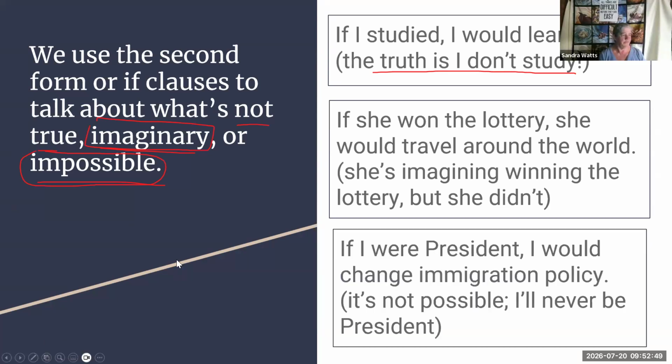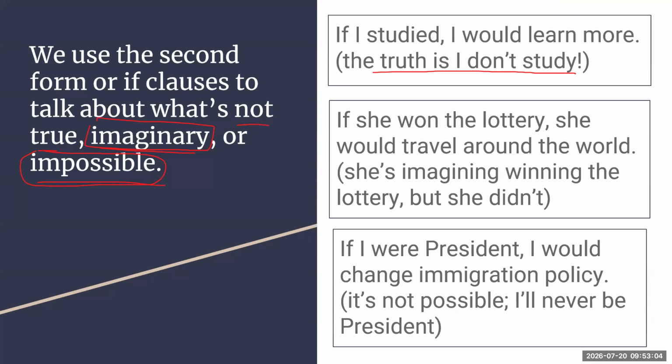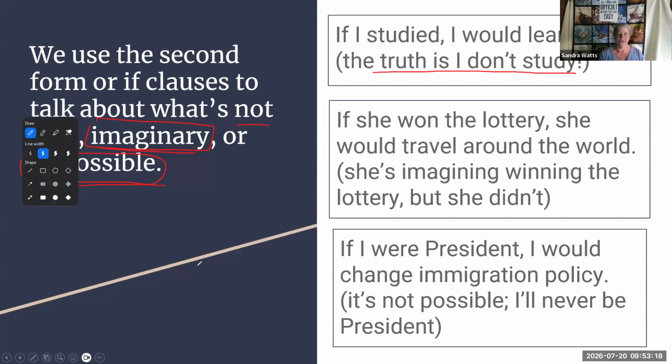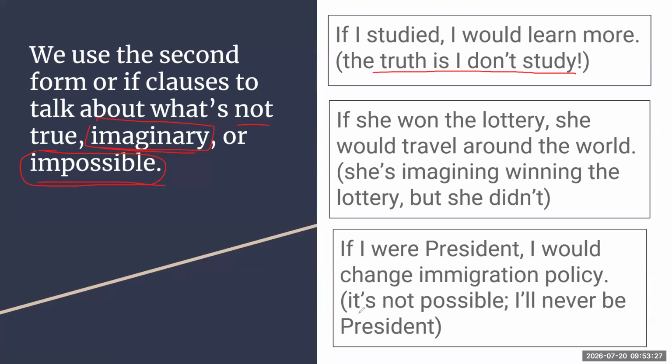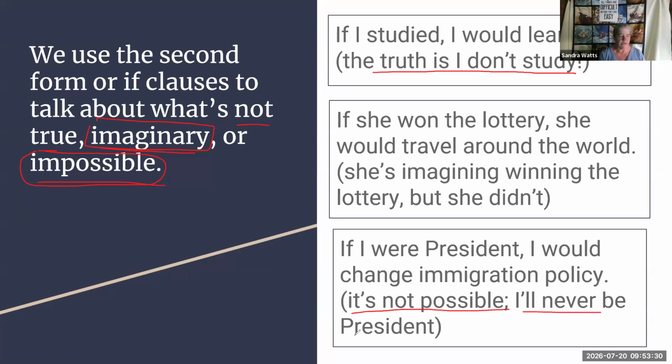All right, last one. I thought you'd all appreciate this one. If I were president, I would change the immigration policy. This is mine. I can't be president because I'm not a citizen. I would definitely change ICE. Let's have ICE go after actual criminals, no matter where you're from. If you're from here and you're a criminal, yeah. So I'm saying it's not possible. I'll never be president.